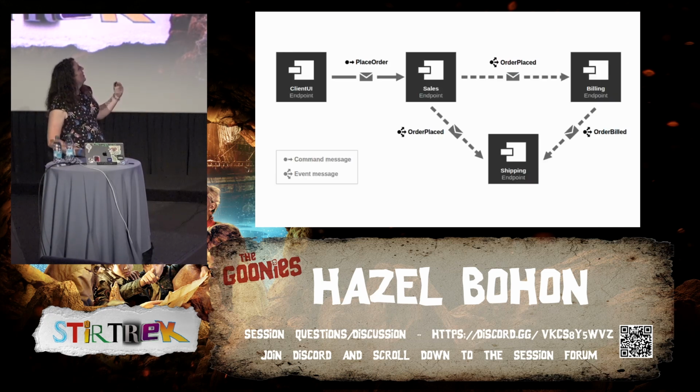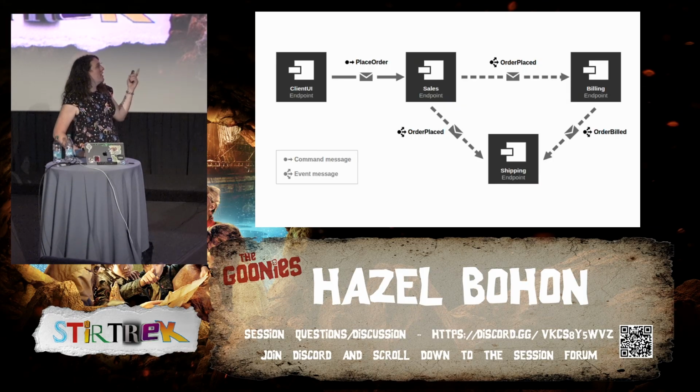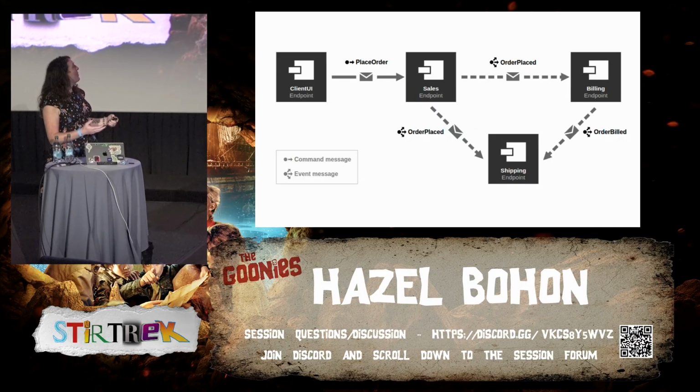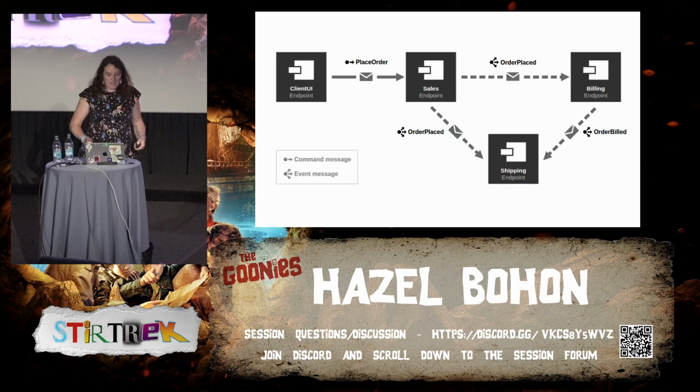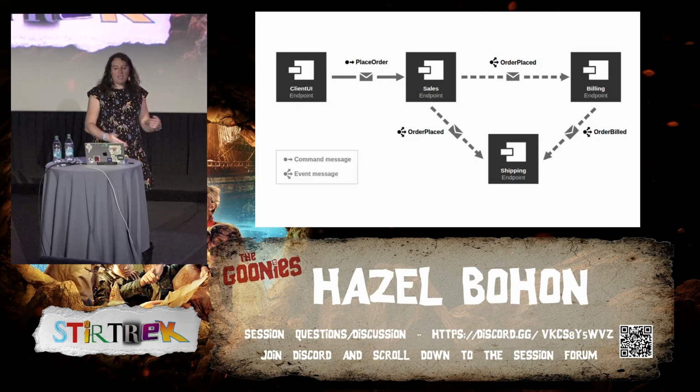So here's sort of an example, right? Where we have a client UI that speaks over to the sales endpoint. The sales endpoint emits the order placed, right? Which then can go to these multiple endpoints. Those endpoints are then able to communicate back, right? And then that's all able to be coordinated and orchestrated across our message broker. So now we've managed to kind of move in this direction, right?